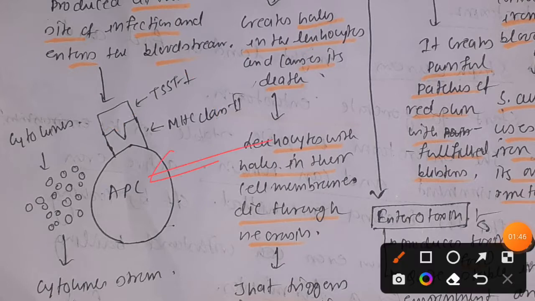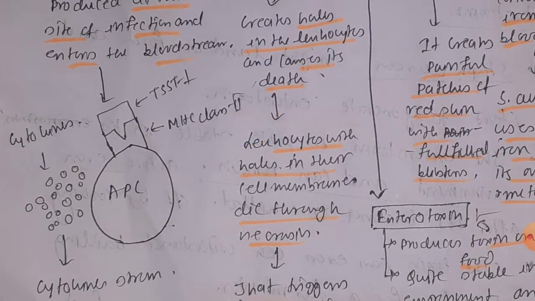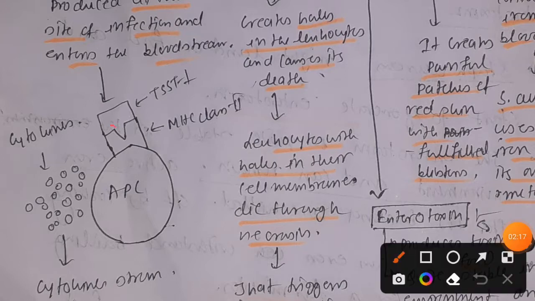For now, you can just remember that antigen presenting cells are those which present the antigen to the rest of the immune cells present in our body. They present antigen with the help of these MHC molecules. These MHC molecules are of two types: class 1 and class 2. The full form of MHC is major histocompatibility complex. Major histocompatibility complex class 2 will present mainly, remember, those antigens which are coming from outside, that means exogenous antigens.